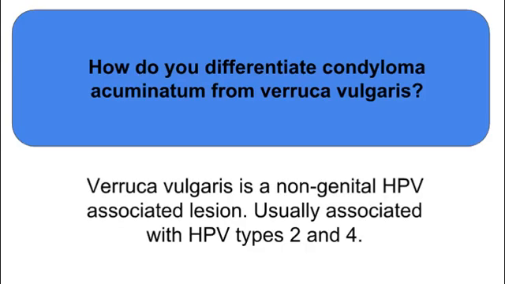Verruca vulgaris is a non-genital HPV-associated lesion that can be found on the skin or in the oral cavity. They are usually associated with HPV types 2 and 4. Verruca vulgaris is contagious and is often found in children. Condyloma acuminatum is the typical genital warts, and remember that it is usually associated with HPV types 6 and 11.